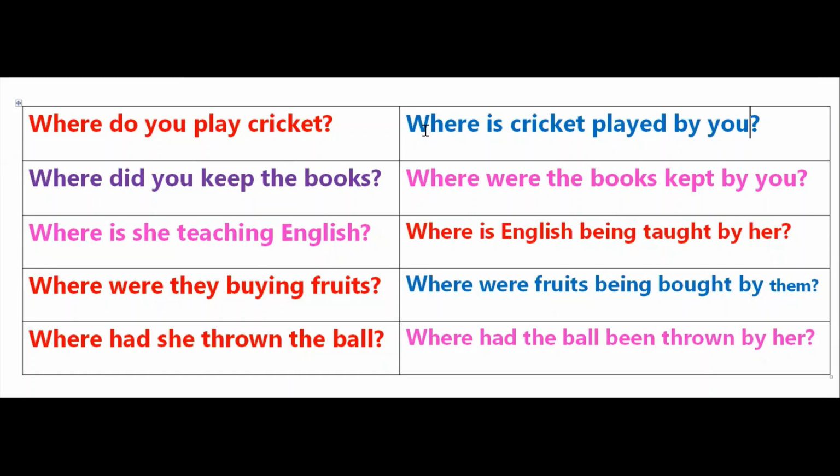Where were they buying fruits? Where were fruits being bought by them? Where had she thrown the ball? Where had the ball been thrown by her?